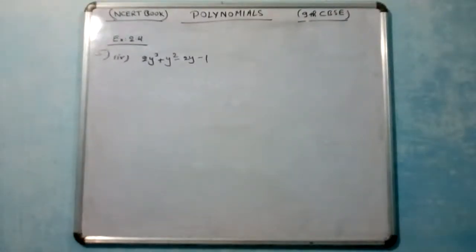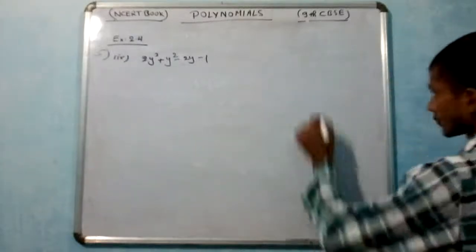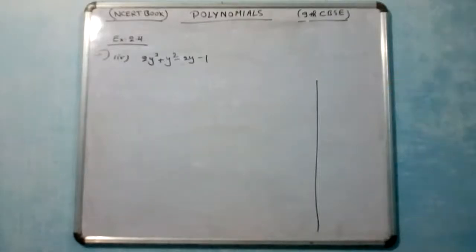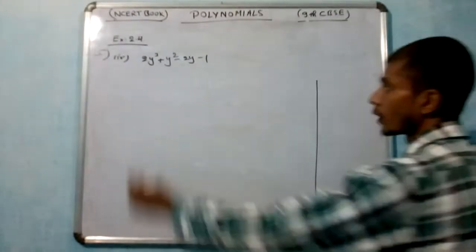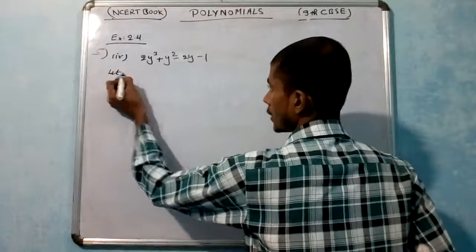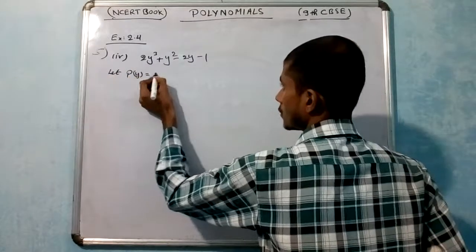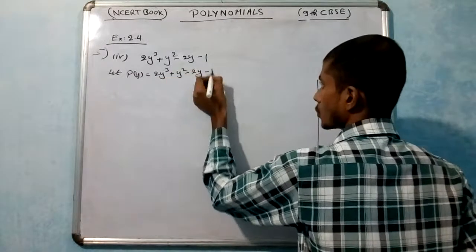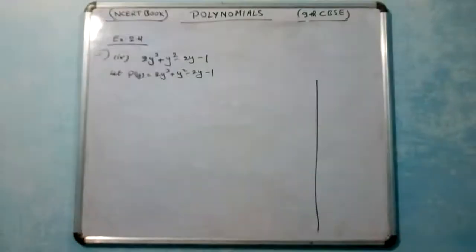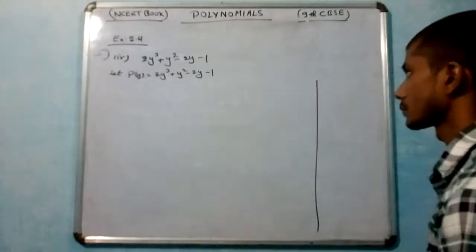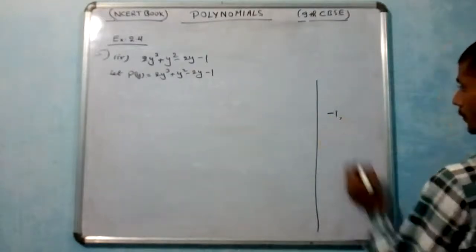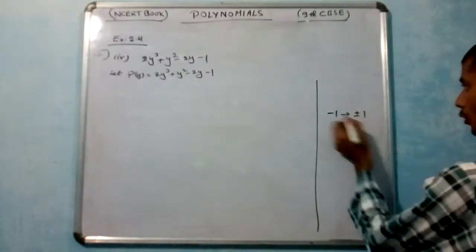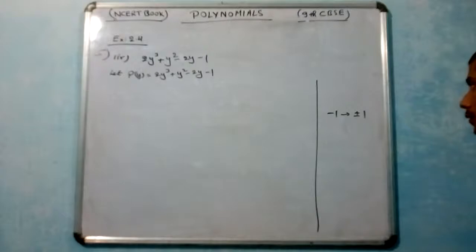Come on, proceed now. Let py, we cannot take px, okay? Let py be 2y cube plus y square minus 2y minus 1. Fine. Next. So possible factors of the constant: plus minus 1, both. Plus 1 is also a factor, minus 1 is also a factor.